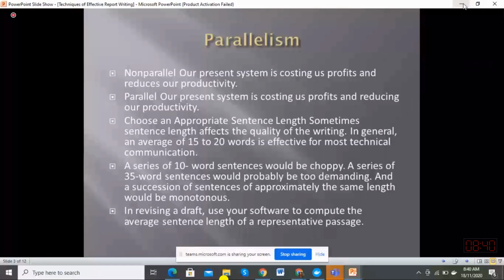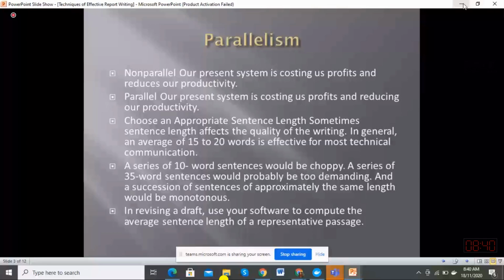And these are some examples of those sentences. For instance, if we say our system is costing us profits and reduces our productivity. So the parallel one is our system is costing us profits and reducing our productivity. I gave an example of parallelism.